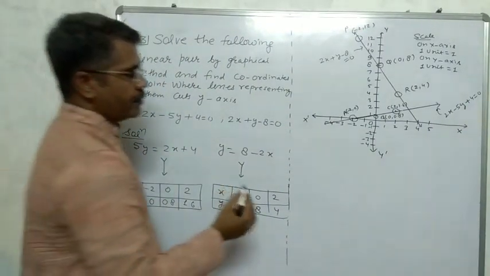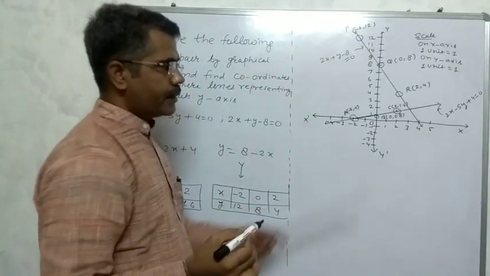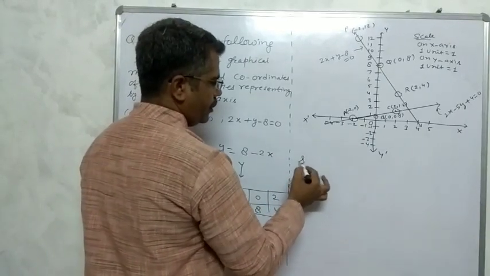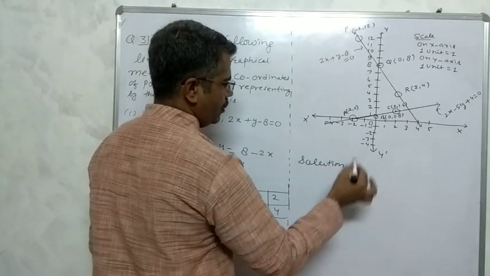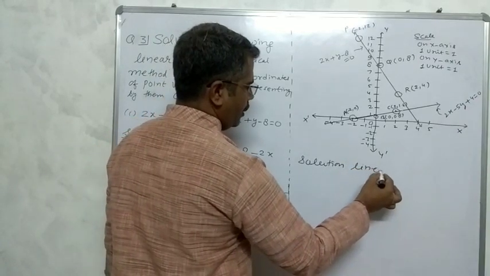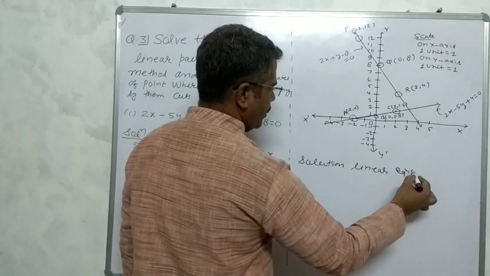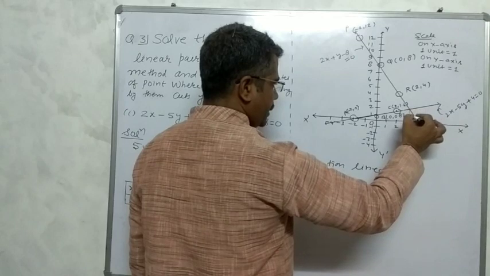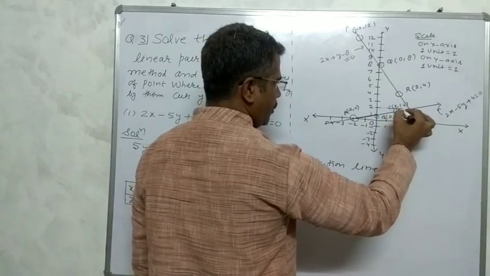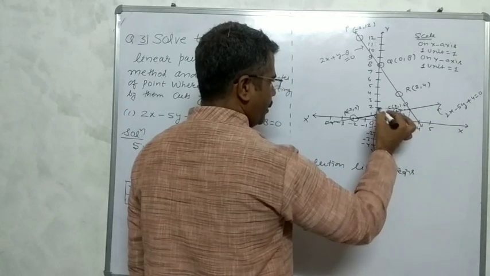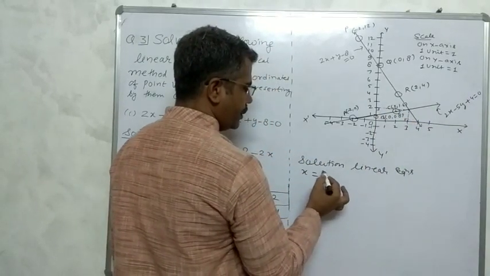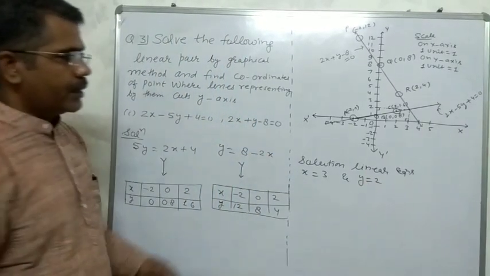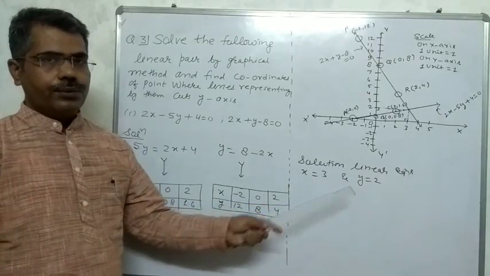Find the solution. Here the lines intersect each other at one point, which is the solution of the linear equations. We draw a perpendicular on the x-axis and a perpendicular on the y-axis. We have x equals to 3 and y equals to 2. The solution is x equals to 3 and y equals to 2.